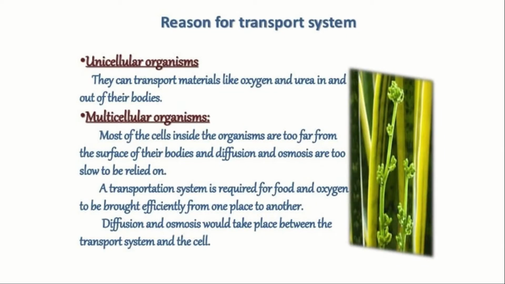Reason for transport system. In unicellular organisms, they can transport materials like oxygen and urea in and out of their bodies. But in multicellular organisms, most of the cells inside the organisms are too far from the surface of their bodies, and diffusion and osmosis are too slow to be relied on. A transportation system is required for food and oxygen to be brought efficiently from one place to another. Diffusion and osmosis would take place between the transport system and the cell. We will know the definition of diffusion and osmosis at the end of this session.